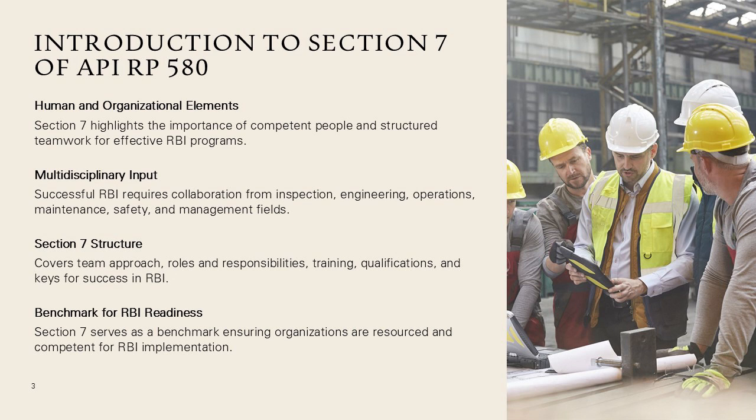Section 7 is structured into 4 main parts: the team approach, 7.1, team members and their roles and responsibilities, 7.2, training and qualifications for RBI application, 7.3, and keys for success, 7.4. Together, these elements provide a framework for building an RBI team that is competent, accountable, and aligned with organizational objectives. The guidance applies to both qualitative and quantitative RBI methodologies and is scalable for different facility sizes and complexities.